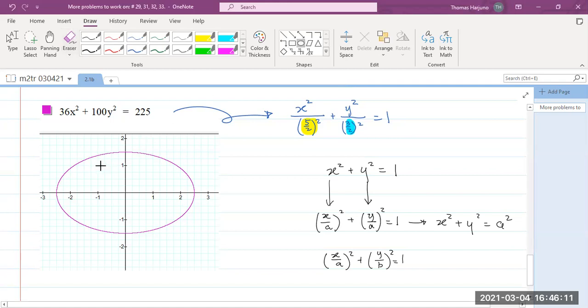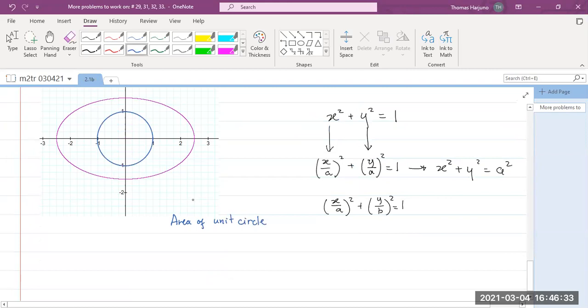What fact? What is the area of a unit circle? The radius is 1. Now you took geometry, right? You don't know this? Drop the class. The area of a circle will be pi r squared, right? In this case, pi 1 squared. That's the area of a circle.